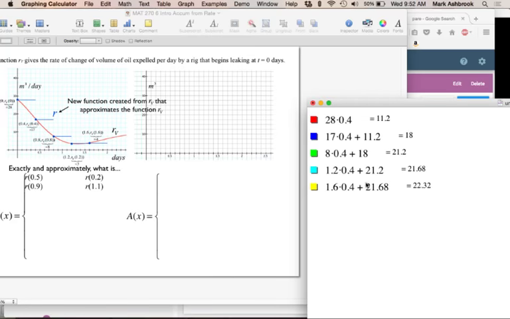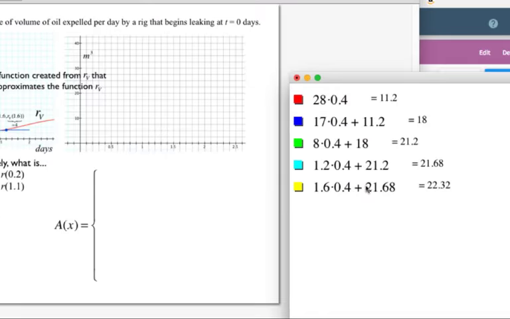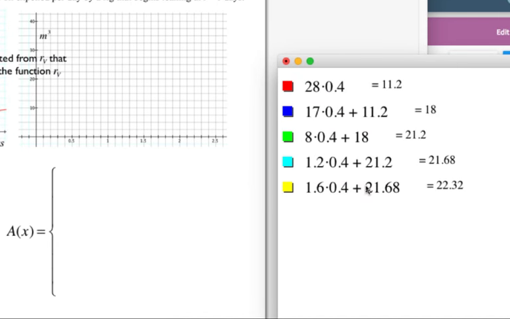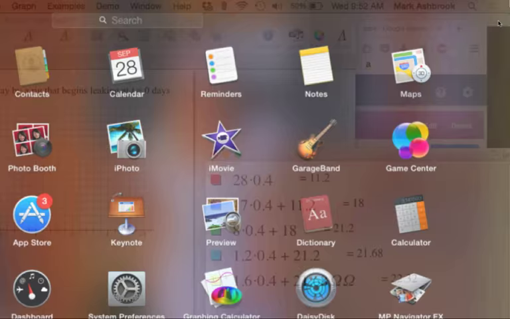Okay, so in your homework, you built an accumulation function, which is essentially how much you have at any moment, or how much has built up at every moment. Okay? So what did you do? You said, so at 0 days, how much oil had accumulated? 0.